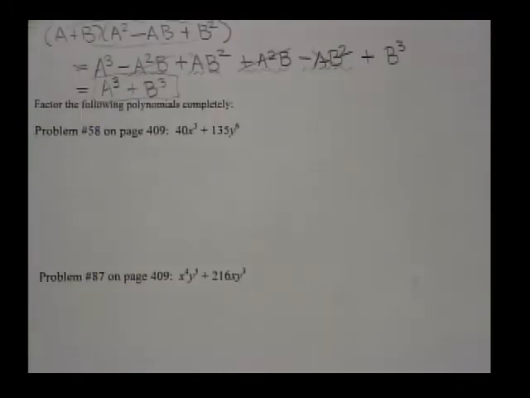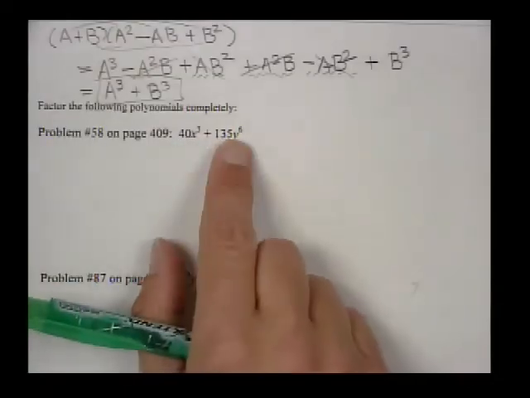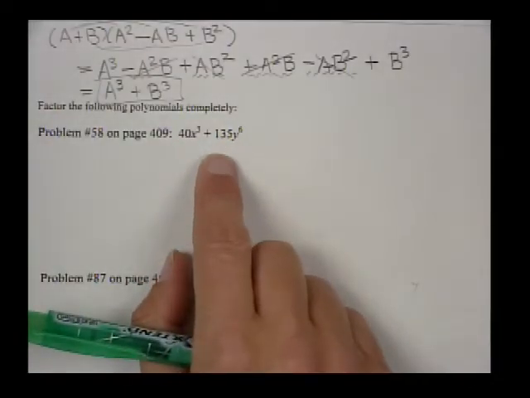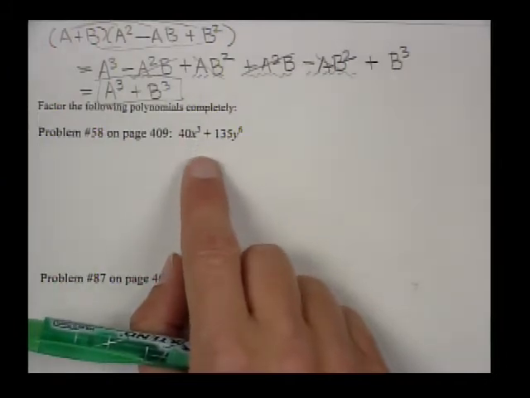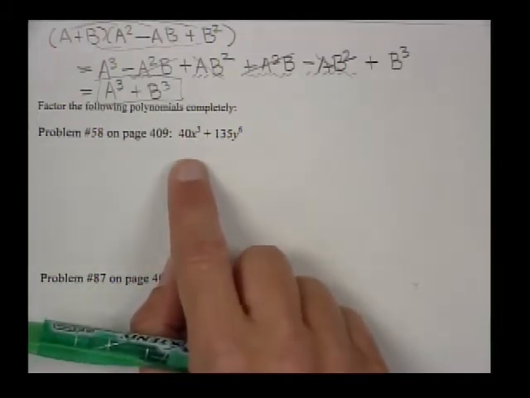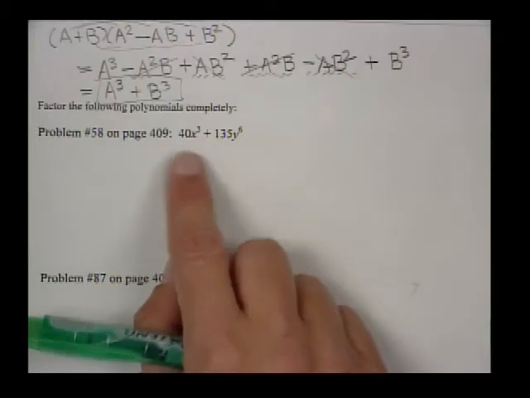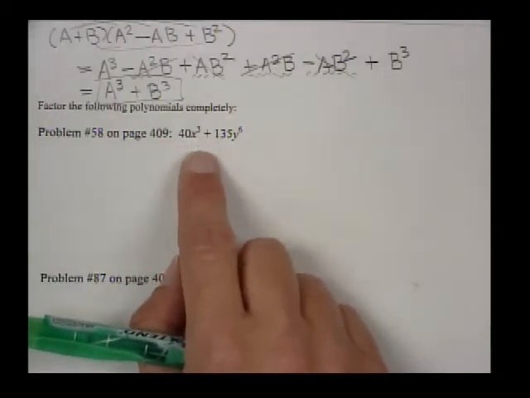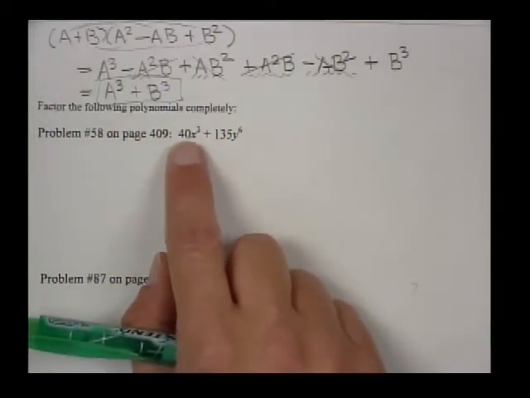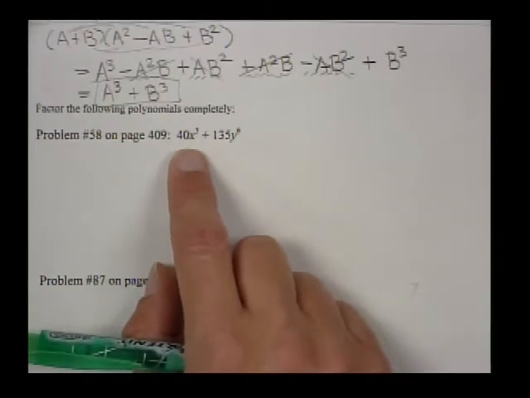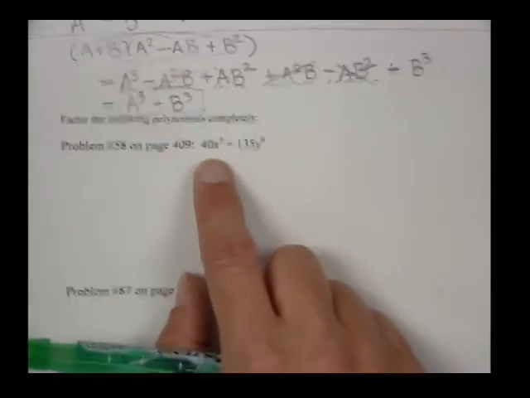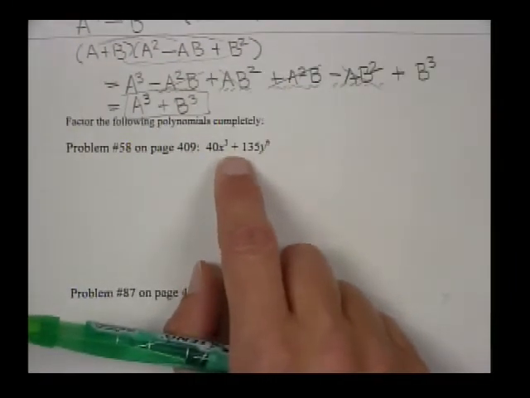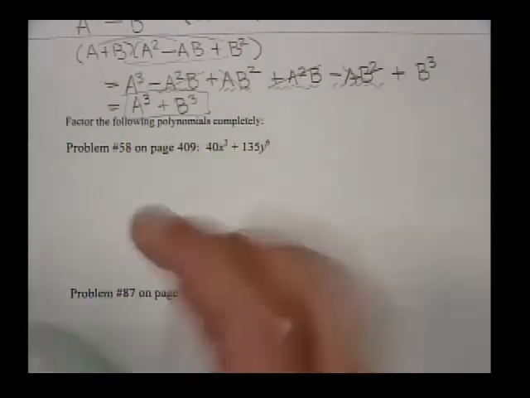Okay, so first I'll do problem 58 from the book. So I just see two terms, so it's a binomial, so it's either sum or difference of cubes, or the only thing we can factor with squares is difference of squares. So the thing is, I see an x cubed, so that makes me think it's probably the sum, and there's a plus, so I think probably sum of cubes, but 40 is not a cube.